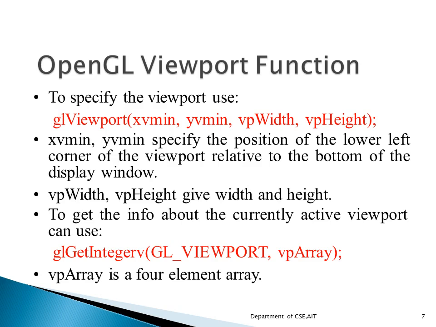Where this vpArray is a single subscript 4 element array. This get function is going to return the parameters for the current viewport to the vpArray in the order xvmin, yvmin, vpWidth and vpHeight. That means the output of this will be present in vpArray. Presently what viewport I am using, if I want to find out the current viewport, we can just give this API.